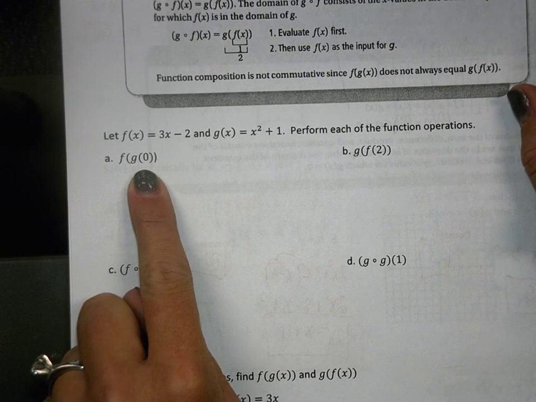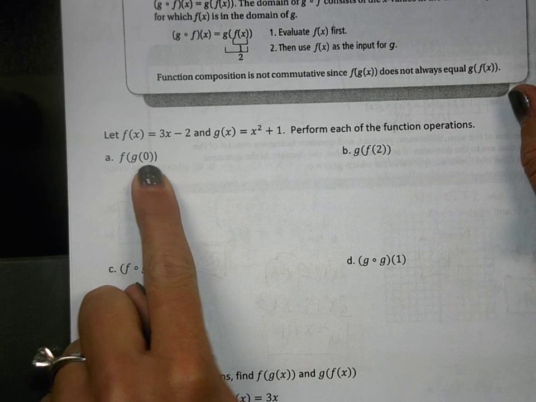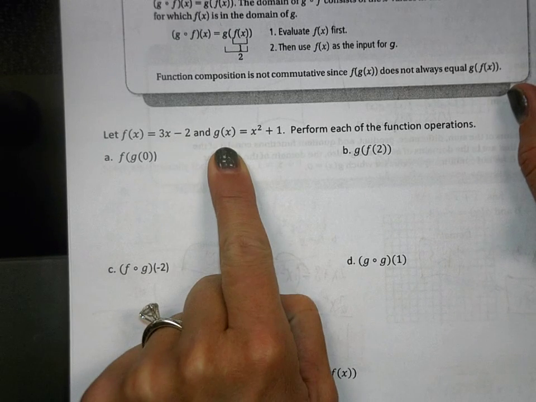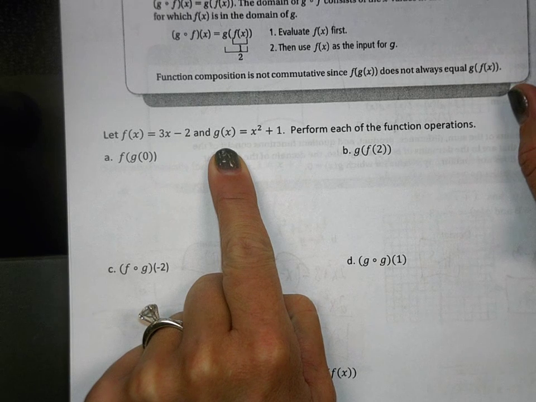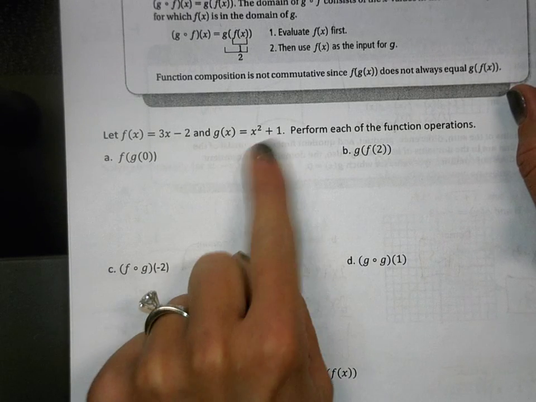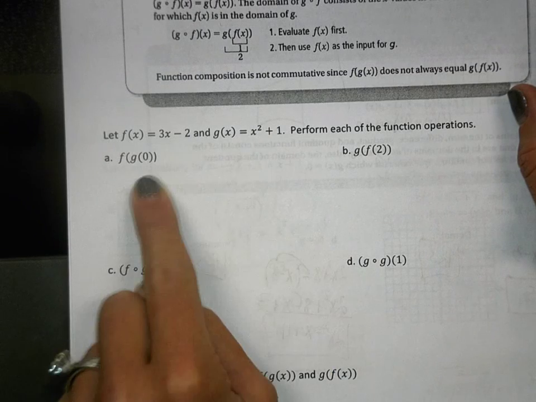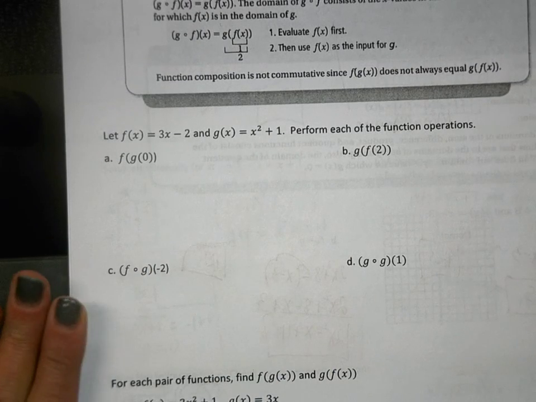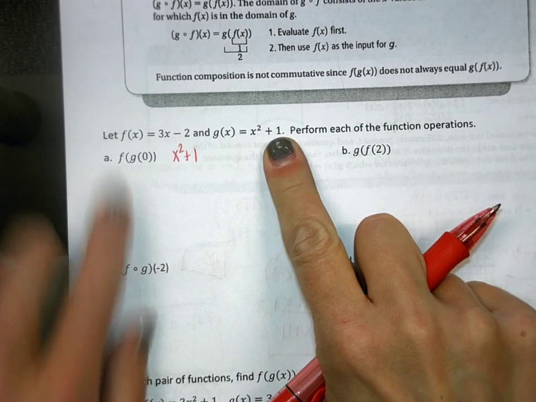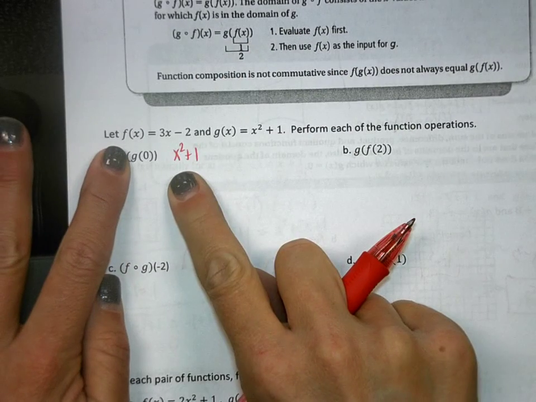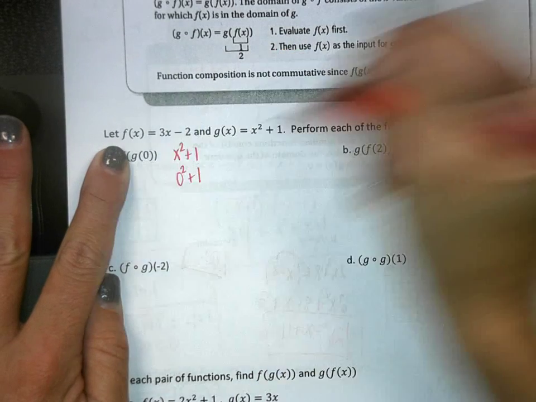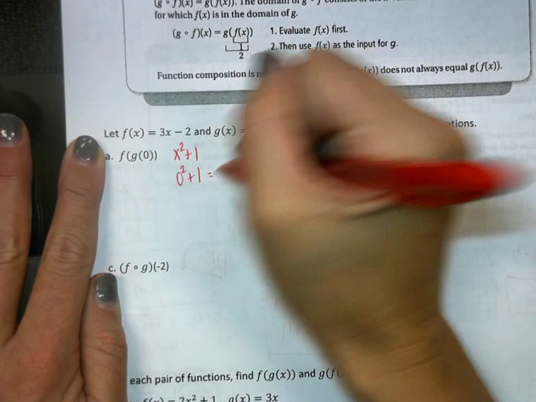What this means is that we are going to take 0 and plug it into the g equation and solve. This side of the equation is just telling you that that is the g equation. So go to the g equation, which is x squared plus 1, and plug in 0. So I'm going to write x squared plus 1. That's what I'm starting with. And then we just plug in 0 for x. So I end up with 0 squared plus 1, which equals what? 1.